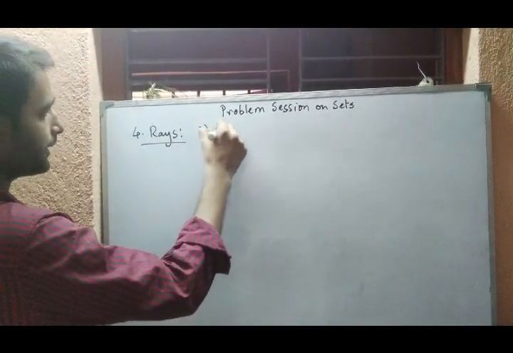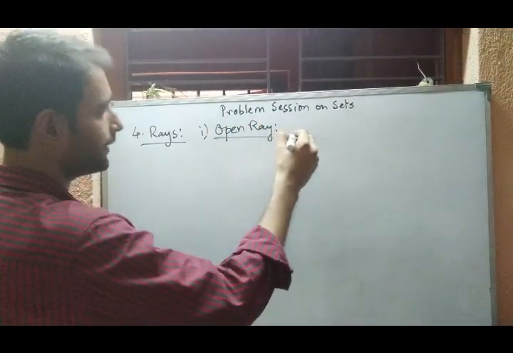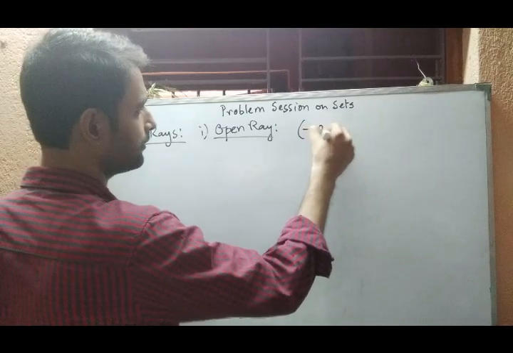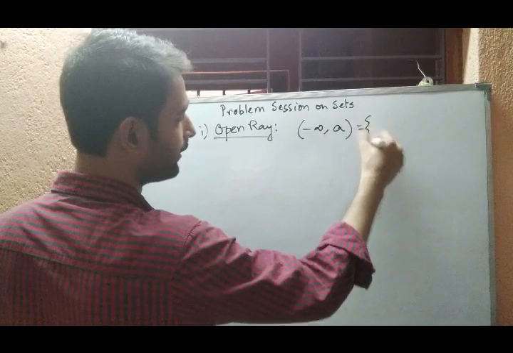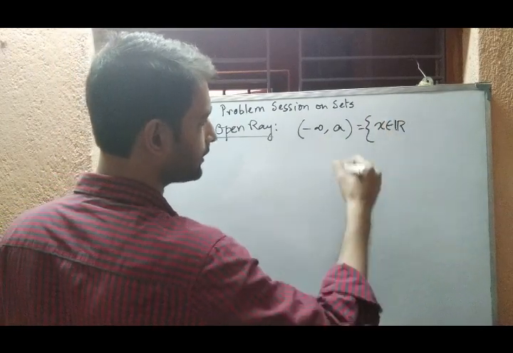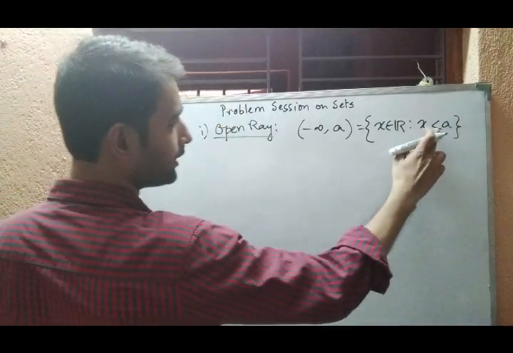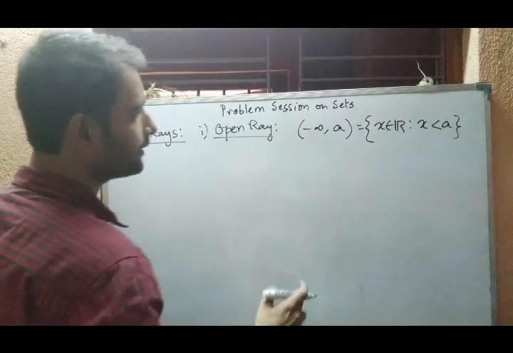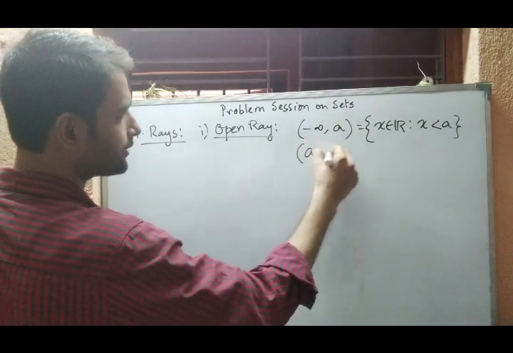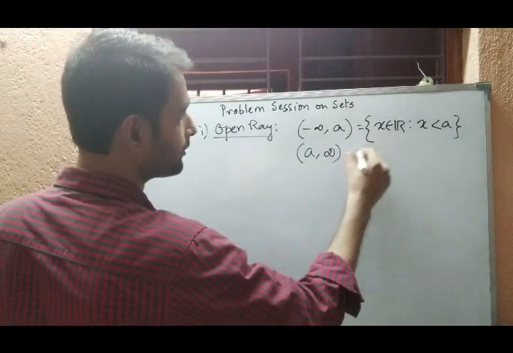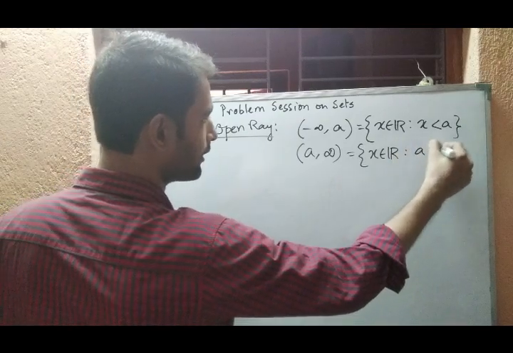Number 1 is called the open ray, and it is defined to be the interval like this, (−∞, a). Since there is a round bracket, we define it as the collection of all real numbers which are less than a. Since it is only the strictly less than sign, that's why it is the open ray. And another one is this, (a, ∞). So it will be the collection of all the real numbers which are greater than a.